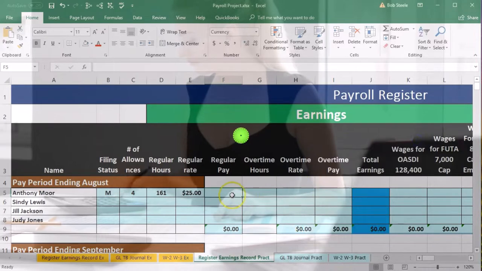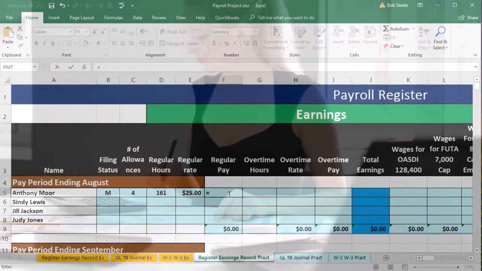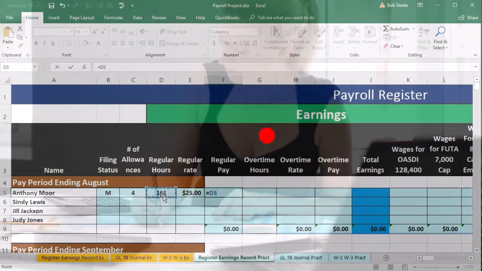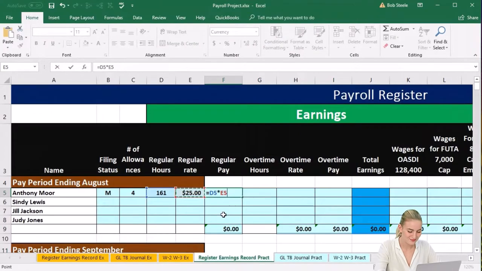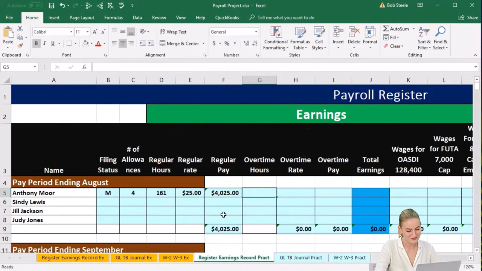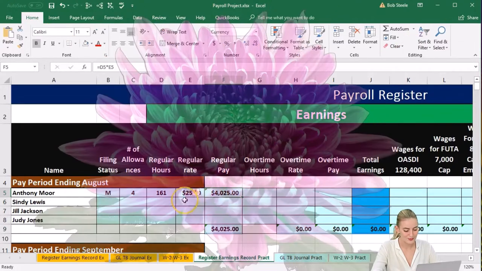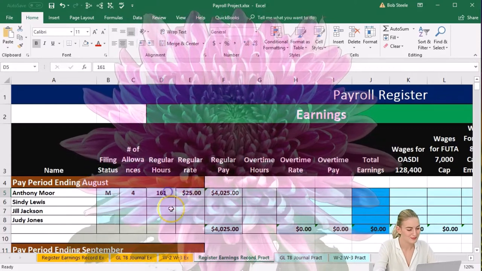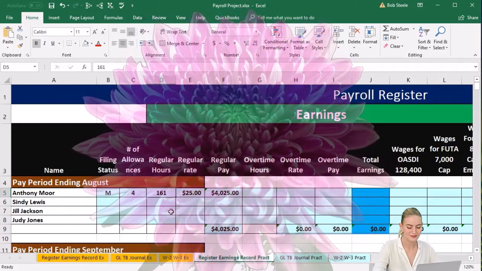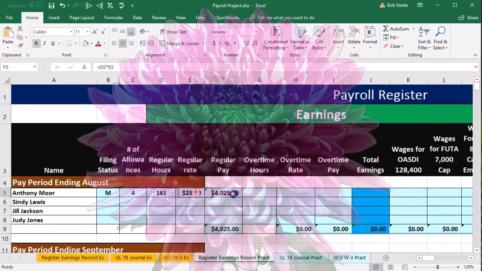We will do that with a formula here. So we are in F5, where we will say equals, point to the 161 hours, which is in D5, times the $25 in E5. We want to use formulas as much as possible. I'm going to select tab, and that gives us our $4,025. We're going to try to put dollar signs wherever we're talking dollars, and no dollar signs when we're not talking dollars, to give an indication of when we're talking about some other type of measurement other than dollars.